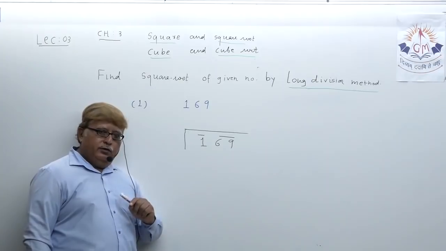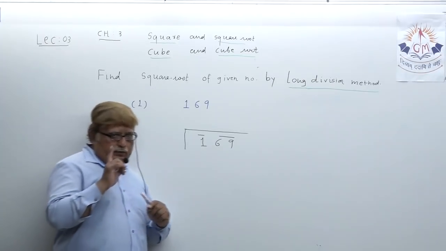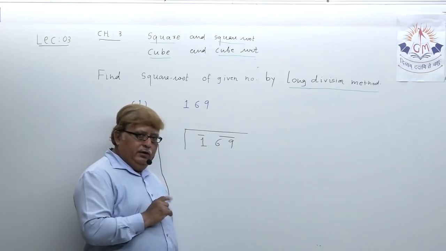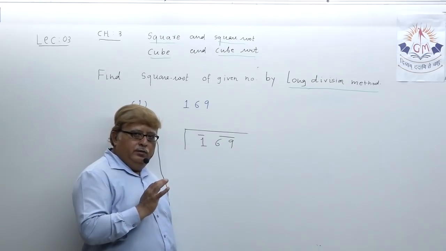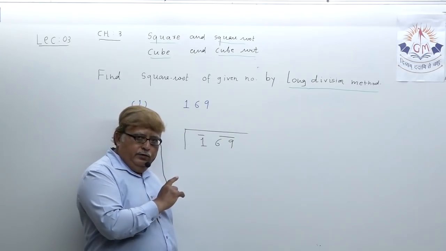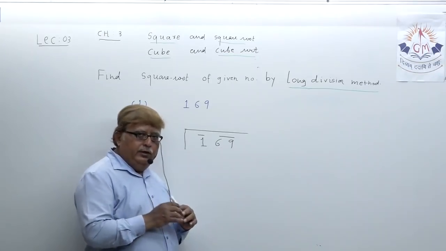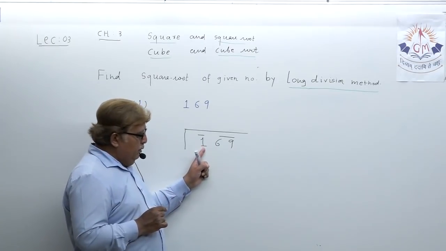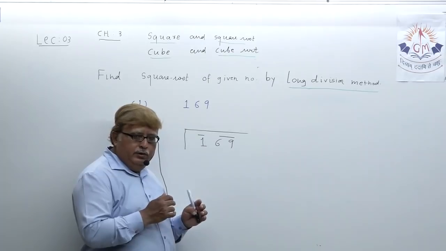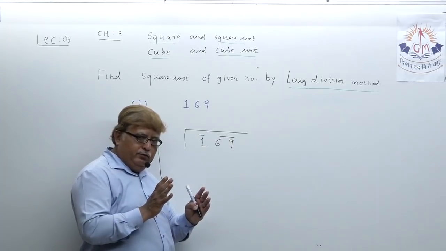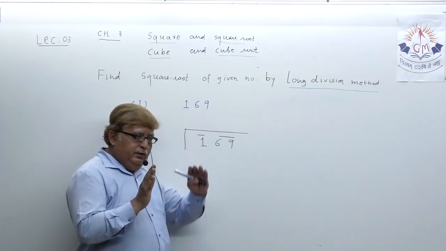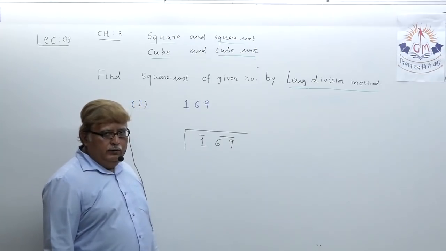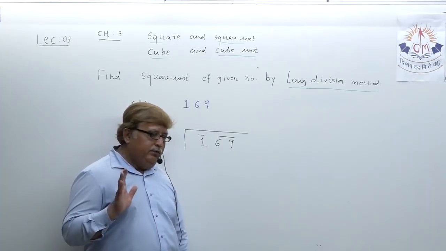1 and 69 splitted. Is it clear? Speak the first step. Tell me. You will write the given number in the division sign. Is it clear? Next, you will divide the given number into 2 parts, having 1 digit and having 2 digits: 1 and 69. Is this clear in your mind first?